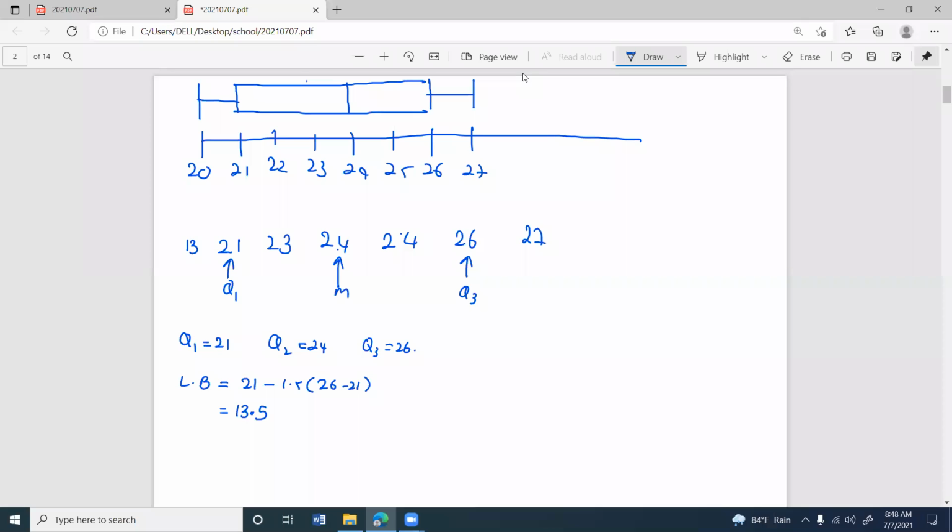But you can see there is a value less than 13.5. In such cases, we consider 13.5 as the lower boundary, and what happened with 13? 13 becomes an outlier. So 13 has to be ignored. In that situation, we consider the lower boundary as 13.5.